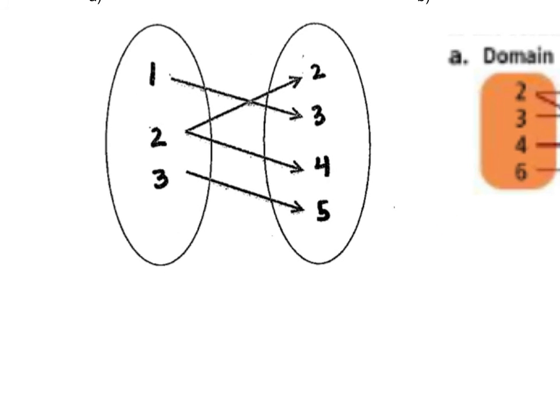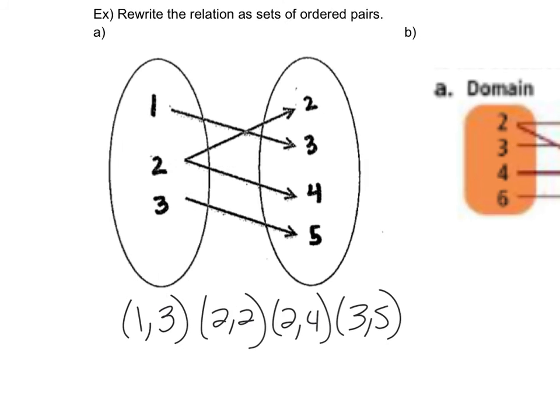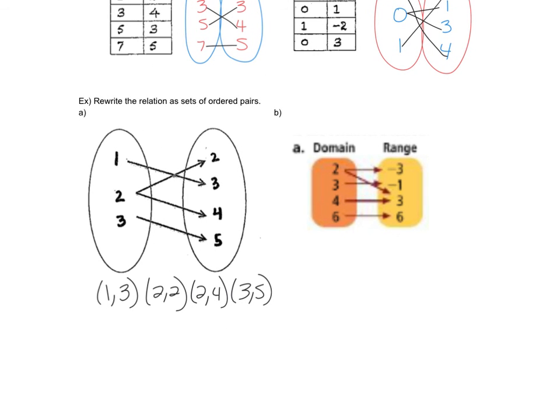So you just do the opposite, and the order does not matter on this one. So I have (1, 3), (2, 2), (2, 4), and (3, 5). Okay, I'm going to save time for the video. The next one is exactly like that.